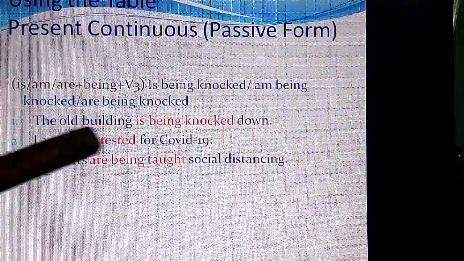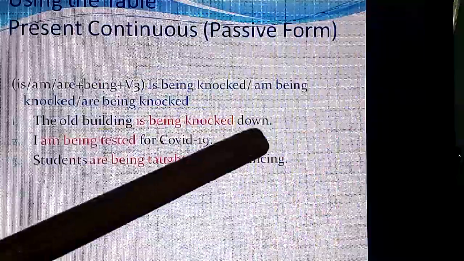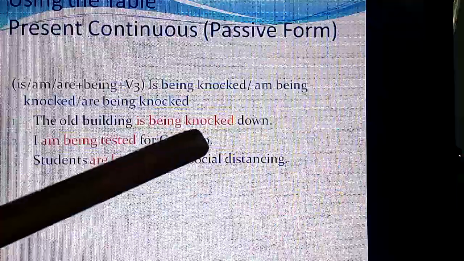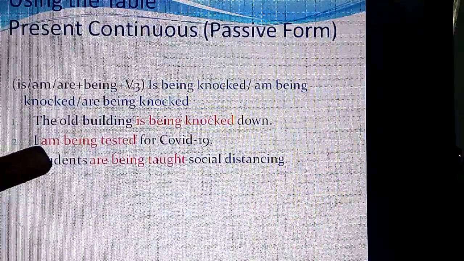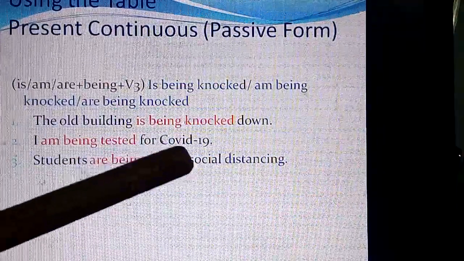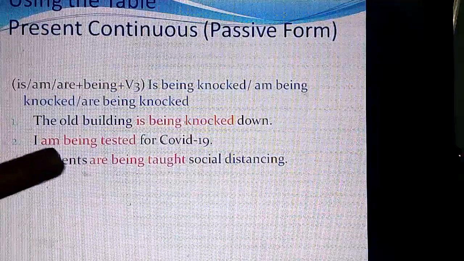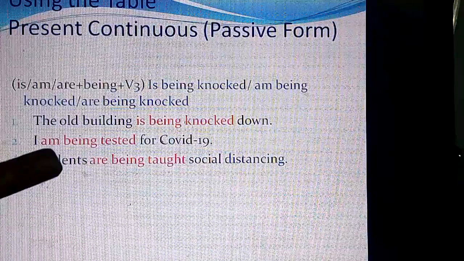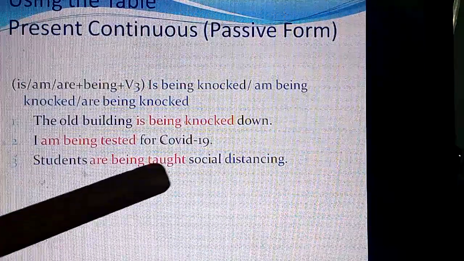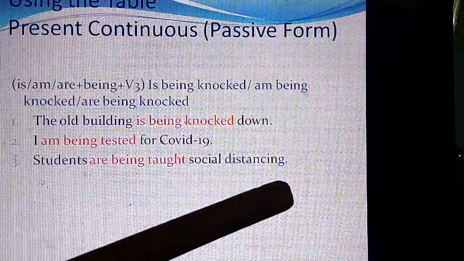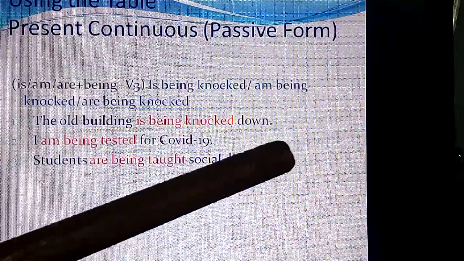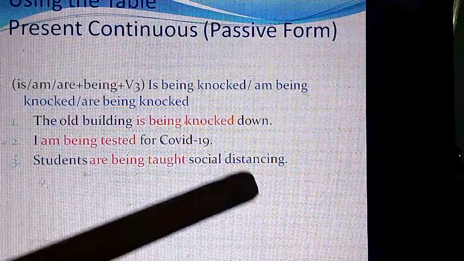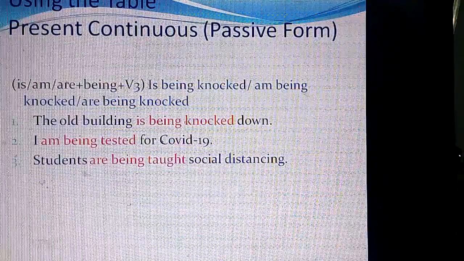So the old building is being knocked down. They are knocking the building down, active voice. The old building is being knocked down. I am being tested for COVID-19. They are testing me for COVID-19. I am being tested for COVID-19. So students are being taught social distancing. They are teaching social distancing to the students. So students are being taught social distancing.